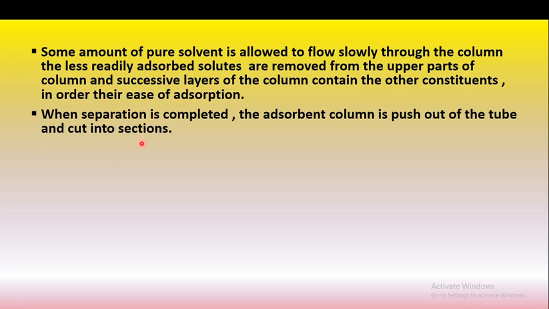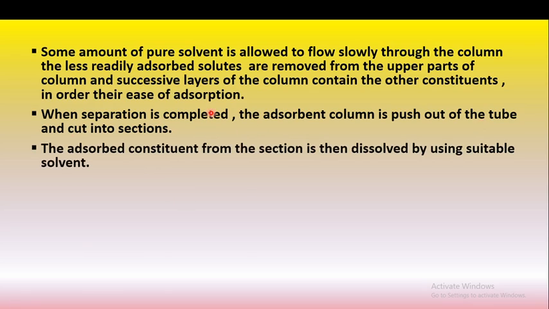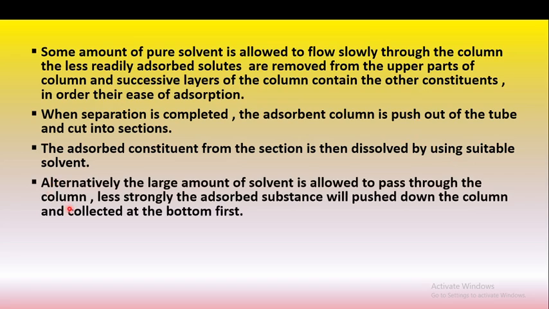When this separation is completed, the adsorbent column is pushed out of the tube and cut into sections. So why do we have to cut it into sections? Because we have to separate the fractions that we have separated by the chromatographic technique. The adsorbed constituents from the sections are then dissolved by using a suitable solvent, or alternatively a large amount of solvent is allowed to pass through the column.